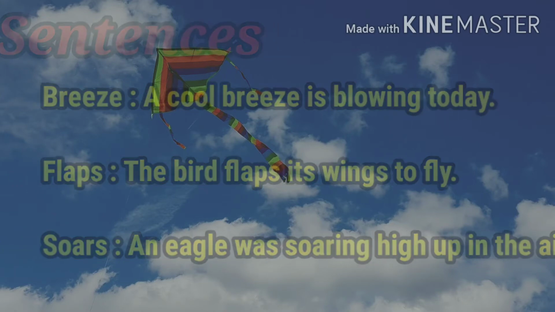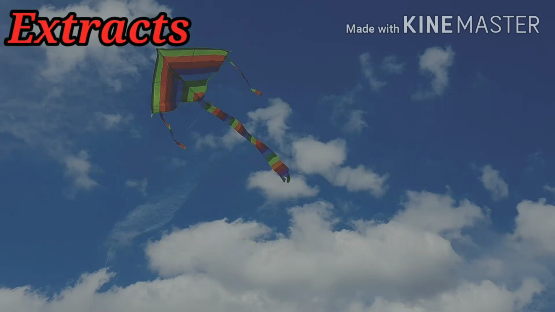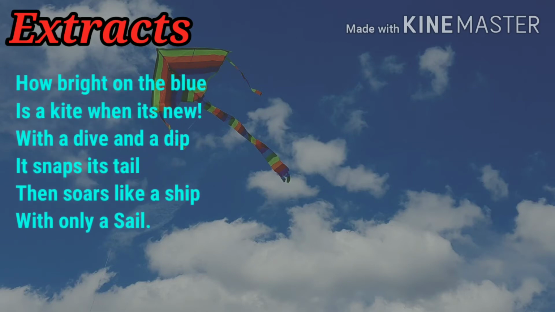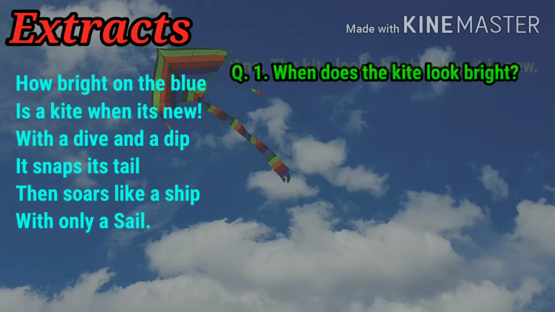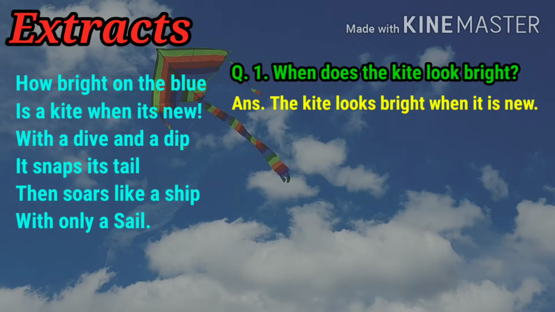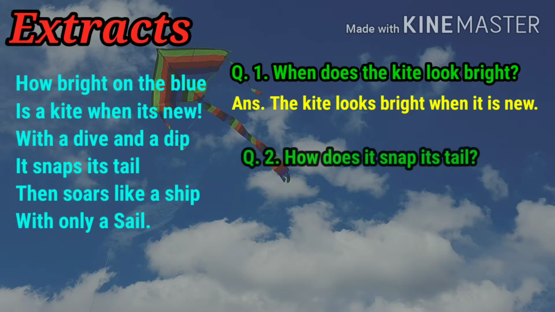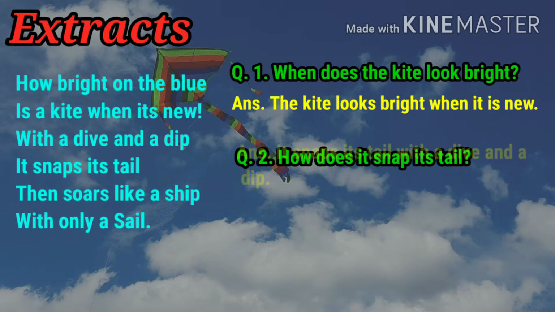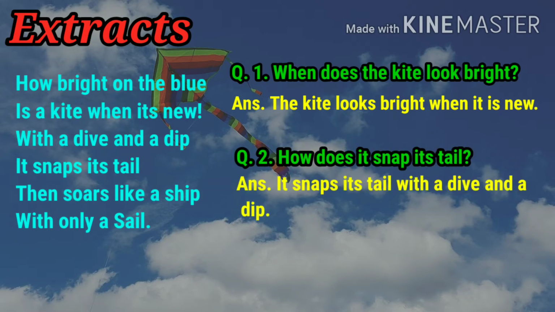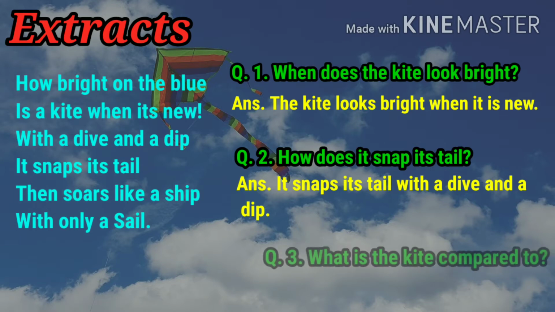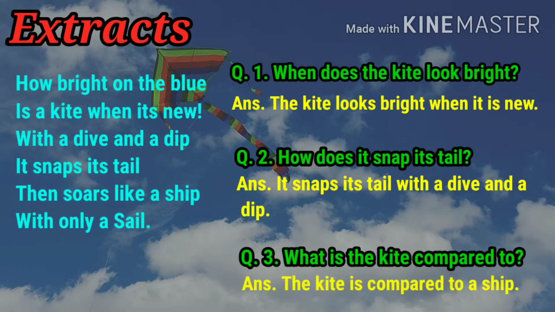Now let's do extracts from this poem, and extract number 1 is: How bright on the blue is a kite when it's new. With a dive and a dip it snaps its tail, then soars like a ship with only a sail. Question number 1 is: When does the kite look bright? The answer is the kite looks bright when it is new. Question number 2 is: How does it snap its tail? The answer is it snaps its tail with a dive and a dip. And the last question is: What is the kite compared to? The kite is compared to a ship.